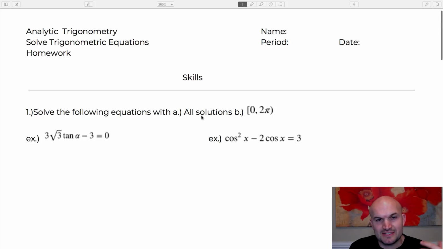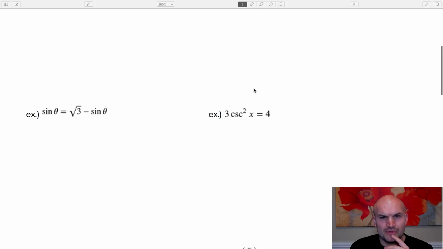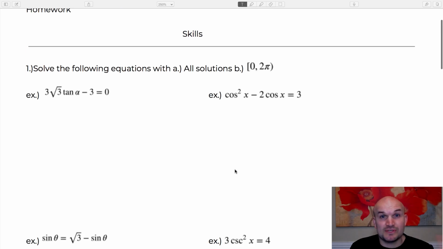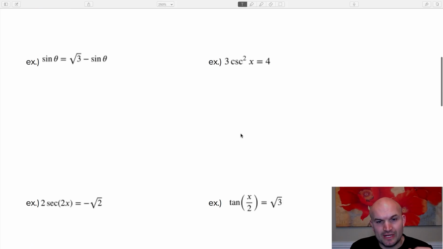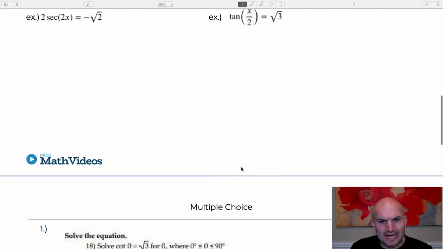We discussed in my class finding all the solutions as well as between 0 and 2 pi. Did I do the reciprocal? Yeah, I did do a reciprocal. So that's what we're going to work on, and then I'll go ahead and take a break and I will supply the multiple choice.